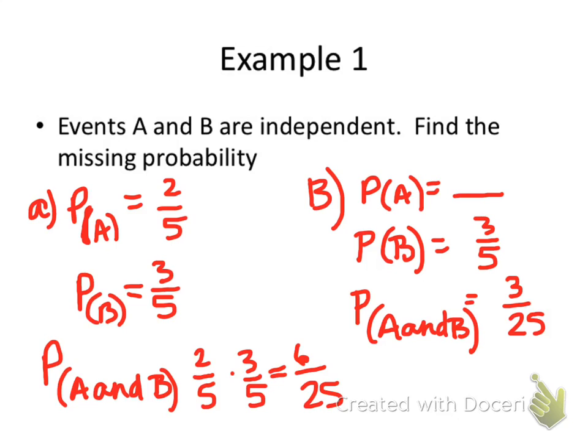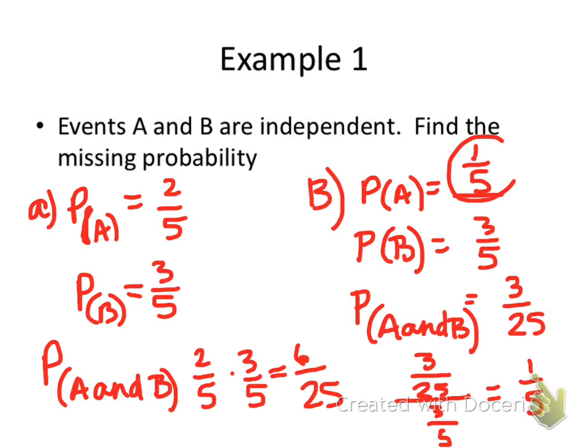So now we have one of those complex fractions, because to solve this, we'll take the probability of both and we'll divide it by the probability of the one that we know. And now we can get that. When you do this, remember you take the first one, 3 over 25, and then times it by the reciprocal of the second, times 5 over 3, so that we can get 1 over 5 as our answer. So we might have to find a missing probability just using that multiplication formula.